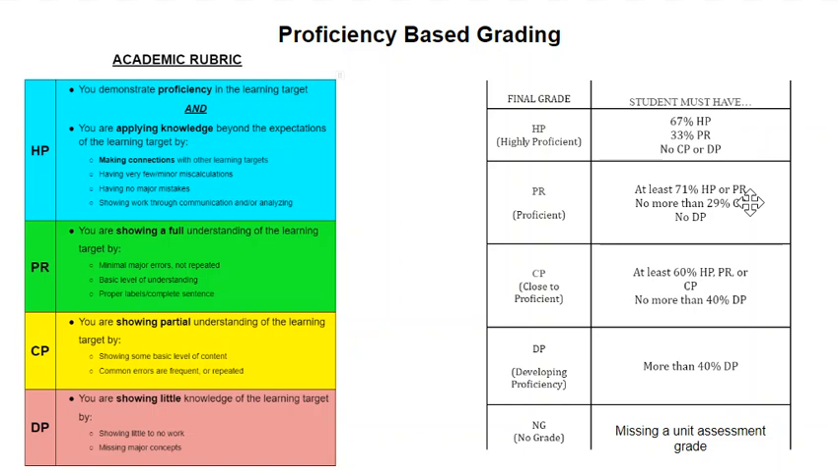To get a proficient, students would need at least 71% highly proficient or proficient, with no more than 29% being close to proficient. They cannot have any developing. Feel free to pause this video and look through in more detail how this is going to be scored.